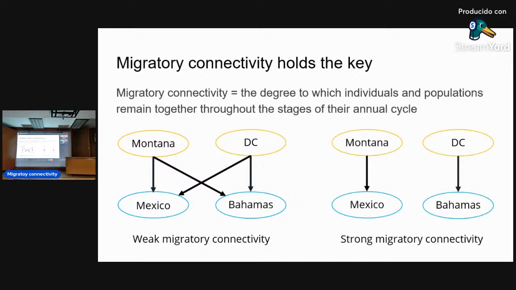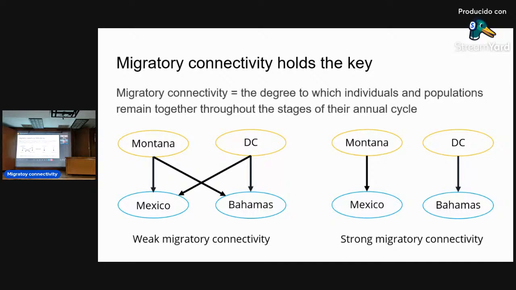Conversely, at the other end of the spectrum of migratory connectivity, we have an example of strong migratory connectivity, where again we have the same breeding populations and non-breeding populations, but because this species has strong connectivity, we see that all the birds breeding in Montana migrate down together to Mexico and back up to Montana, and the same is true for this DC-Bahamas population. In other words, we see that these populations are linked. This is overall an example of spatial migratory connectivity, and this is typically the way that we study and think about migratory connectivity.